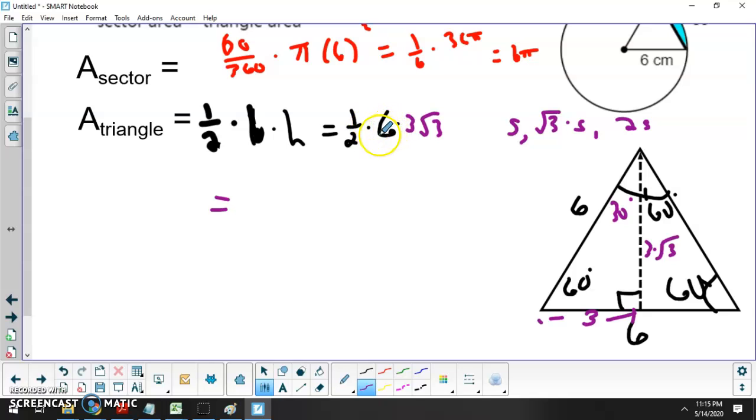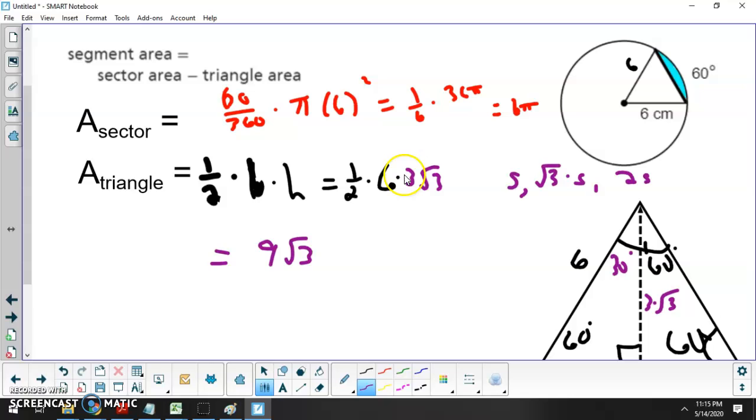All right, so we would just go ahead and take half of 6 is 3. 3 times 3 is 9. So this becomes 9. Then we have the square root of 3. And you don't want to put the square root of 3 in the calculator until your final answer because it gets really ugly. All right, so now we need to go and calculate the segment area.